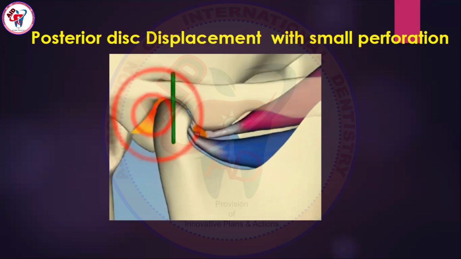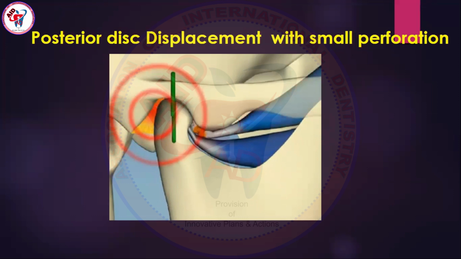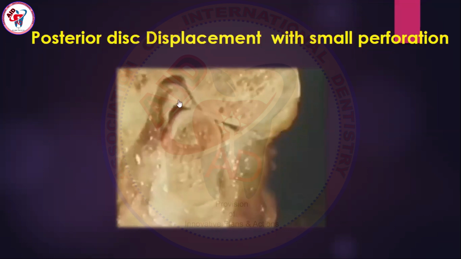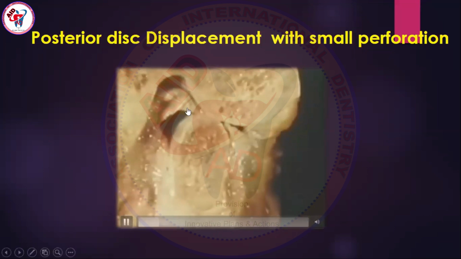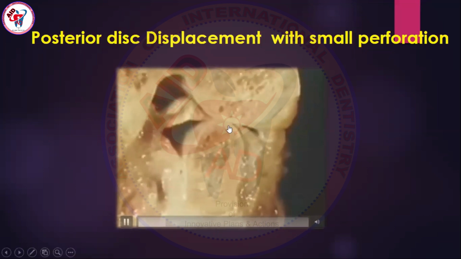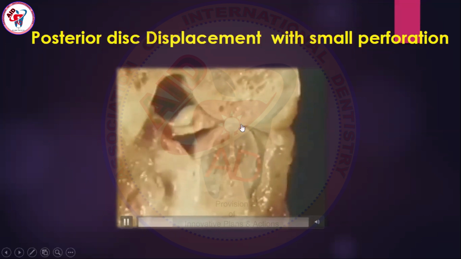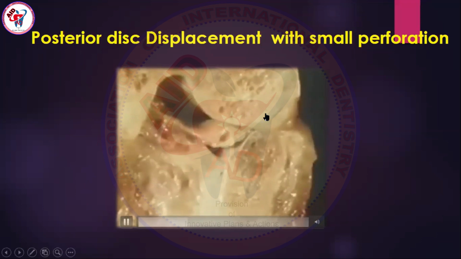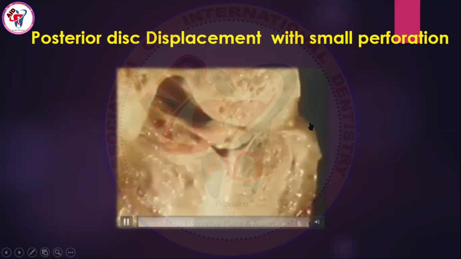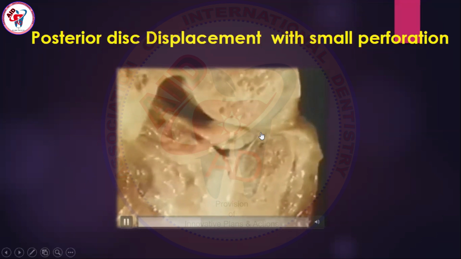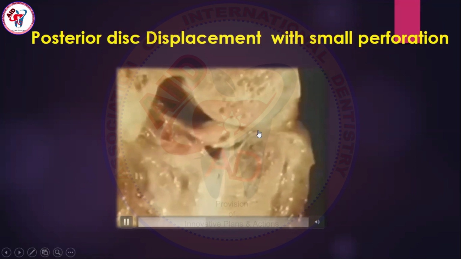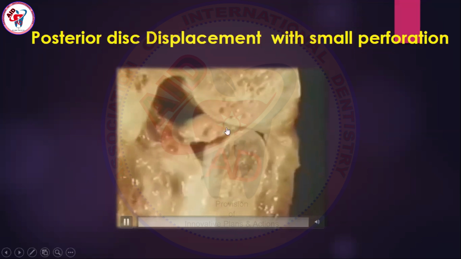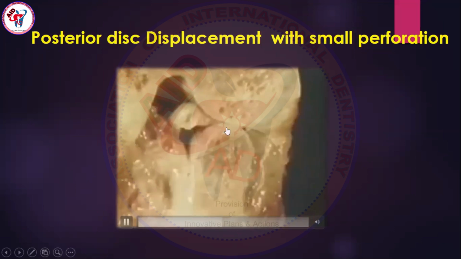What happened actually? You see, this is the joint, it's opening, and there is the disc area. This is the middle portion where there must be a disc, but you see, there is no disc. It is directly the temporal bone and the condylar head. This whole area is being abraded. This is the posterior portion, this is the anterior portion, and you see the whole joint is being abraded.